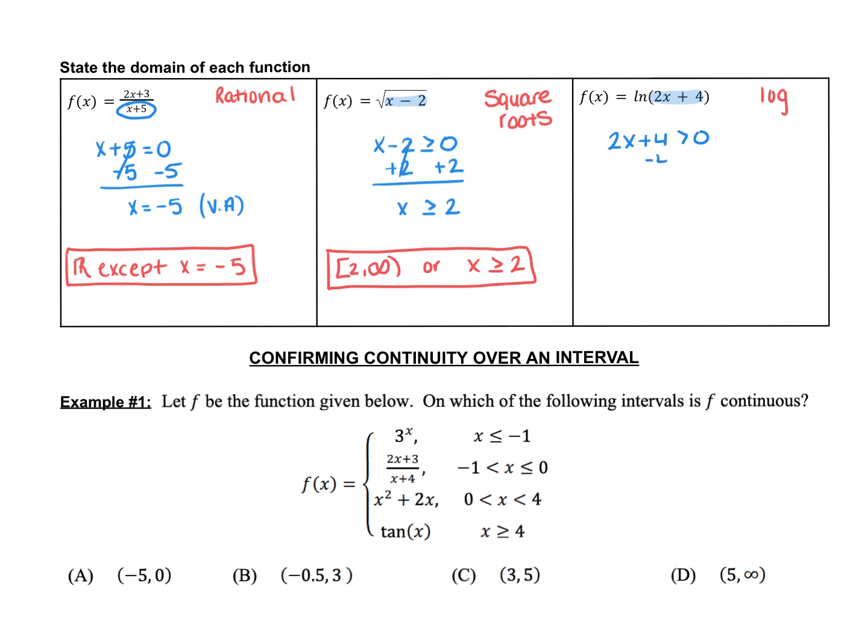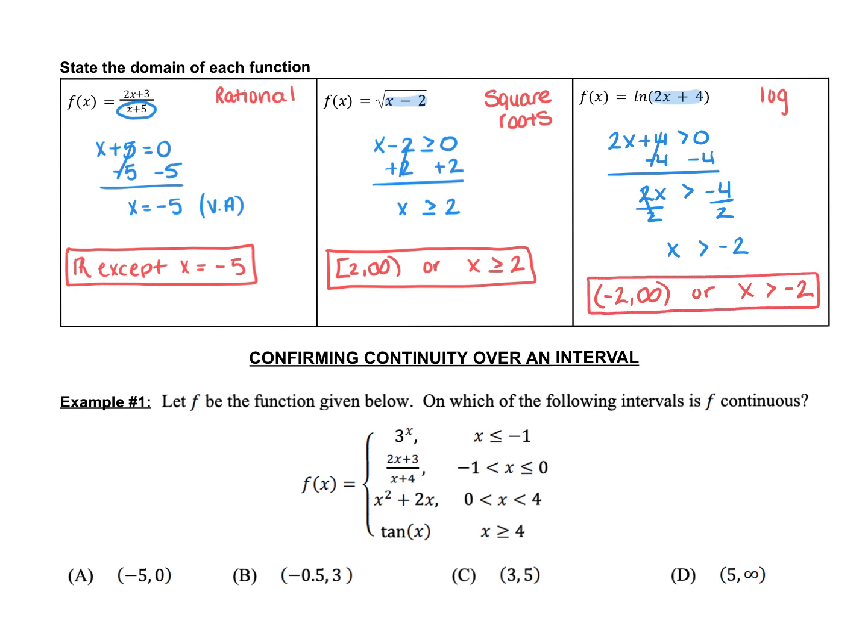We're going to do a quick solve. So we'll minus 4 on both sides and divide by 2. So we have x is greater than -2. So again, there's 2 ways we could write this. So we could say from -2 to infinity, or we could just write that x is greater than -2. Either one is an appropriate way to write the domain.